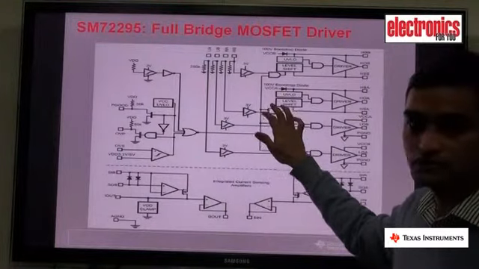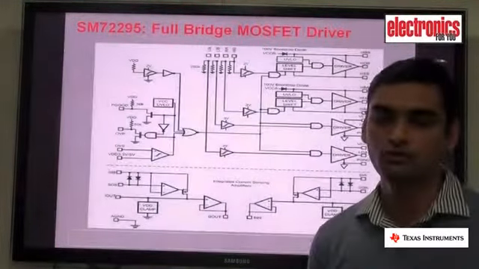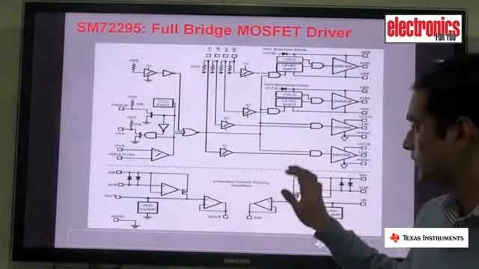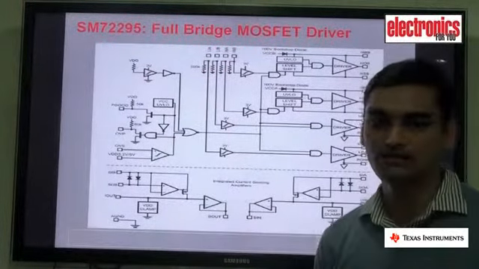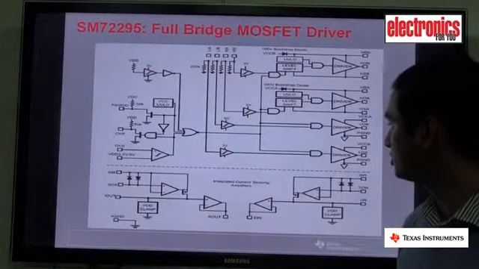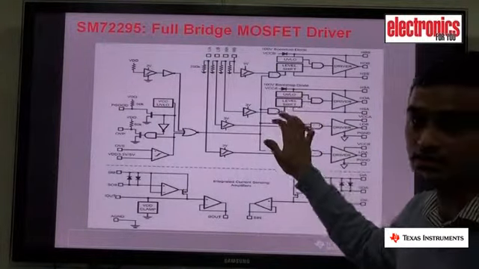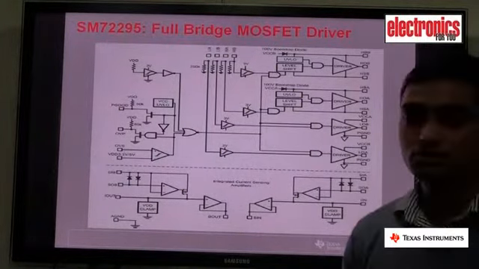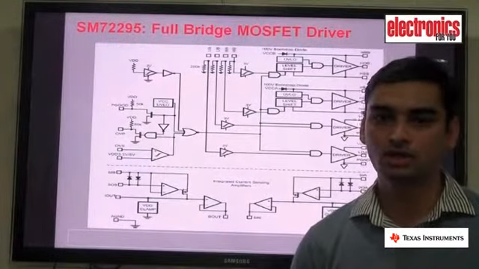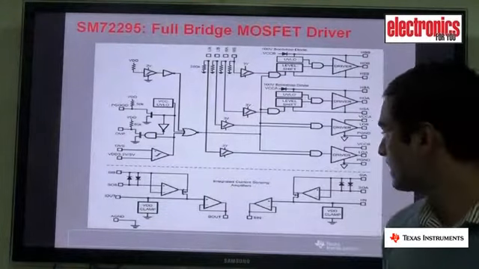To drive a high side MOSFET, you need a bootstrap diode and bootstrap capacitor to do a voltage translation. In most of the ICs that are available in the market, this bootstrap diode comes inside the chip. Here you can see a 100 volt bootstrap diode is already there inside the chip. So it reduces the extra component count, and it also improves the system performance.